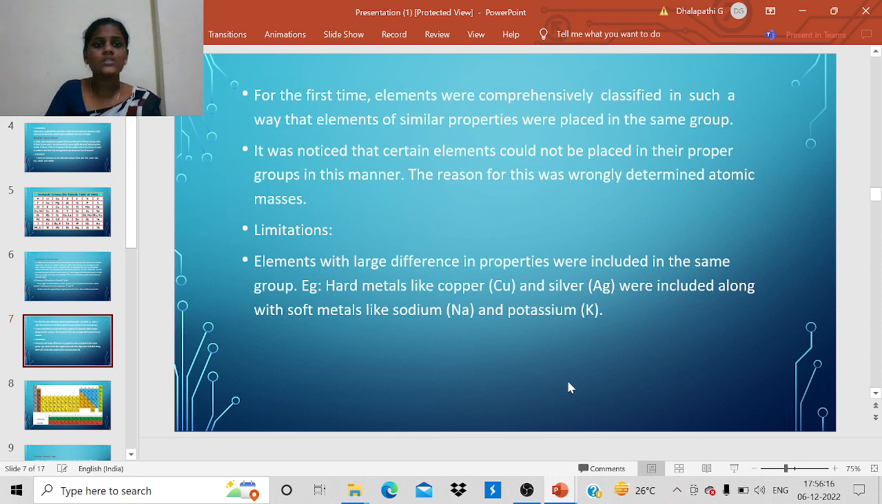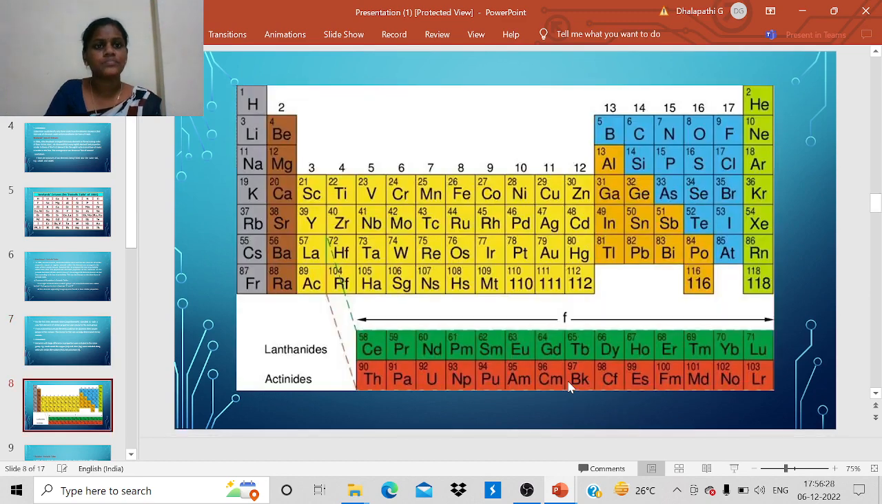Limitations: Elements with a large difference in properties were included in the same group. Example, hard metals like copper and silver were included along with soft metals like sodium and potassium. This is Mendeleev's periodic table.